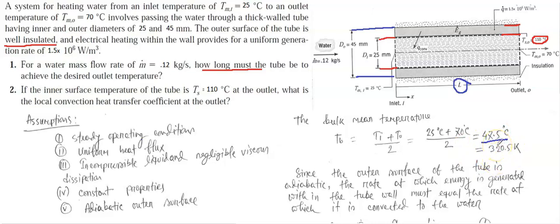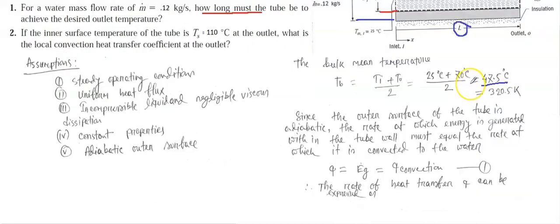Now the important thing here is we actually need to calculate the length L, and I will show you the equations for how to calculate that length L. The thing is, since the outer surface of the tube is adiabatic, it is well insulated.